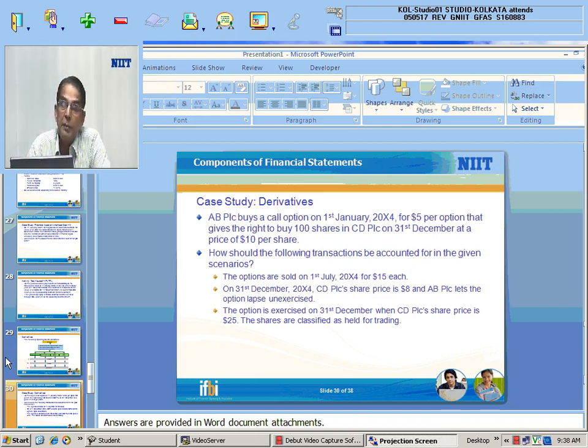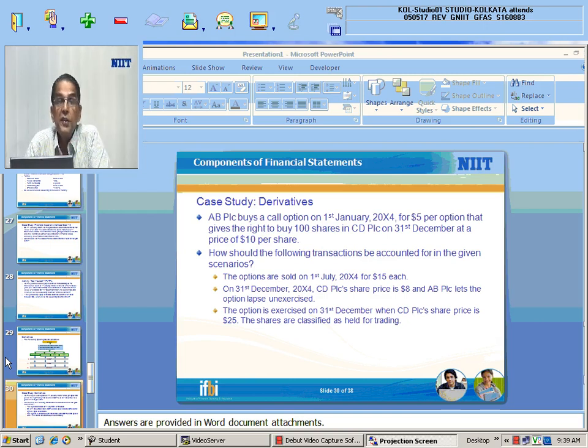So it's a call option that ABPLC has purchased. They are the holder of the call option contract. They paid $5 per option, which gives the right to buy 100 shares in CDPLC on 31st December at a price of $10 per share. It's an option, so ABPLC can exercise the option, or it may not exercise it. When will it exercise the option? It will exercise the option when the market price of the shares is more than $10.